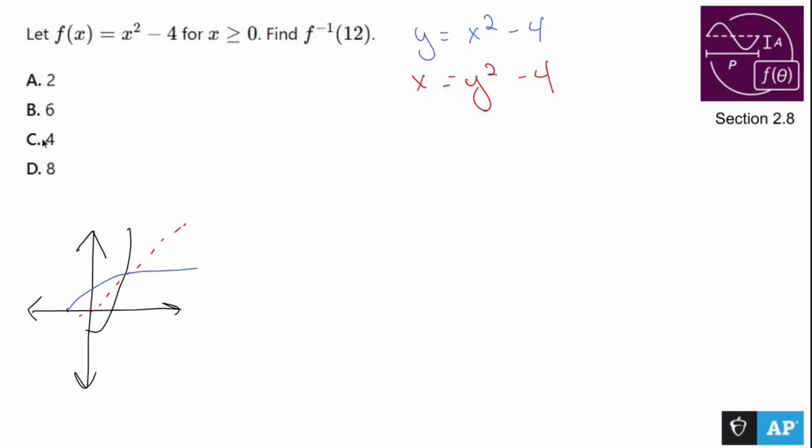Add 4 to both sides, like so, cross you out. X plus 4 equals y squared. And then you're going to square root both sides.